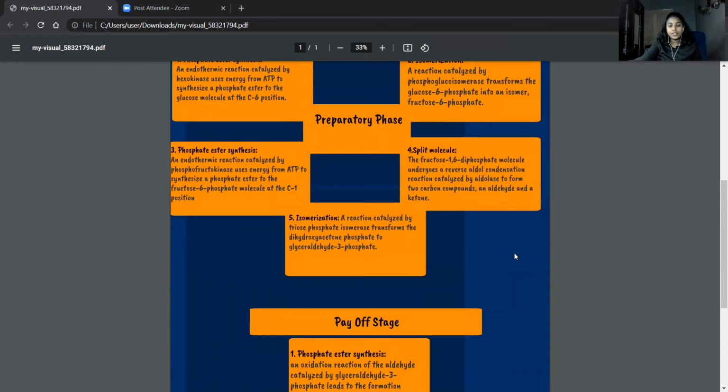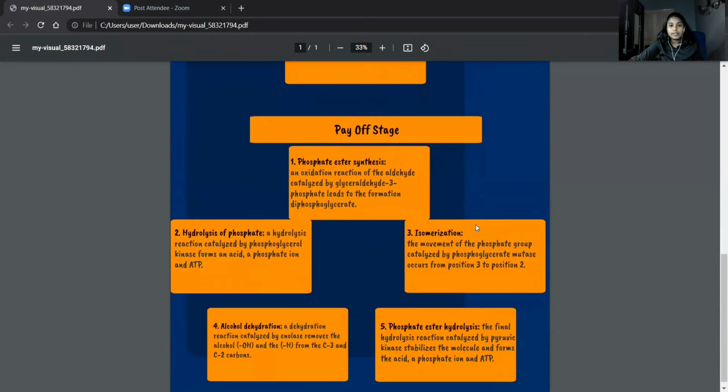Lastly, isomerization. A reaction catalyzed by triose phosphate isomerase transforms the dihydroxyacetone phosphate to glyceraldehyde 3-phosphate.